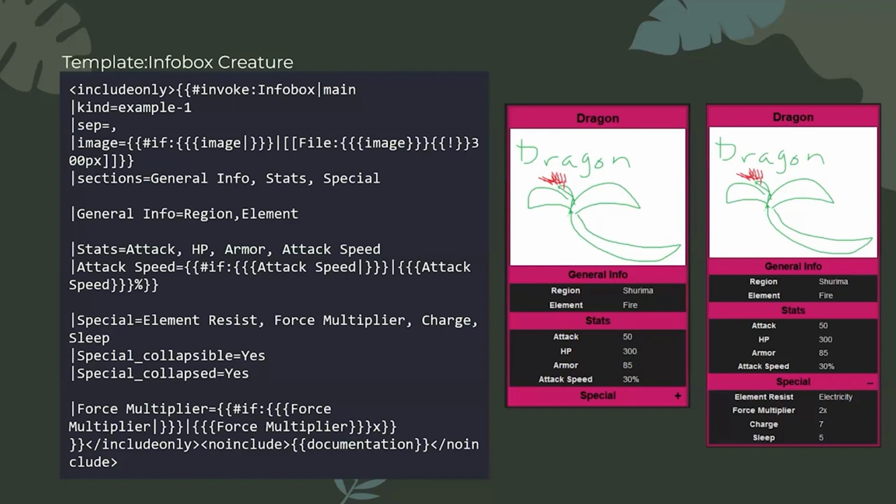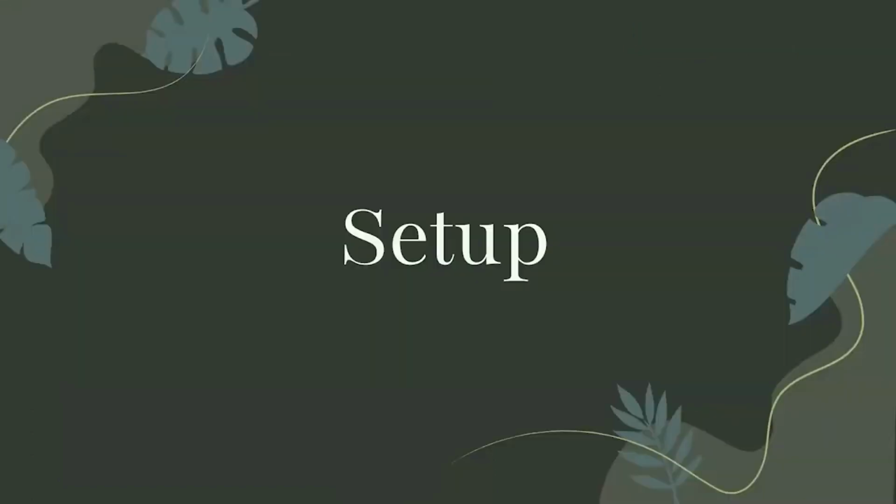So we also have a collapsible section here. The special section has collapsible and collapsed assigned to it. On the left side of the infobox, we have the default view with the plus sign, and then on the right side, we have the expanded view if the user clicks special.